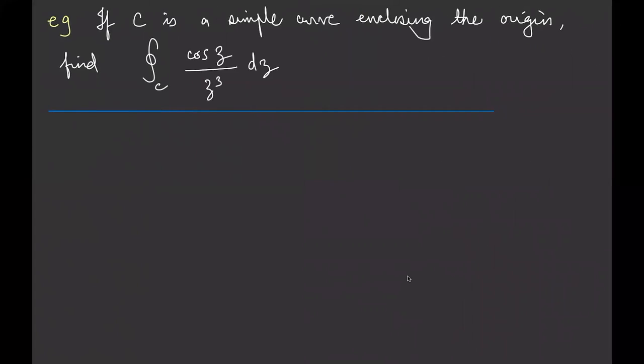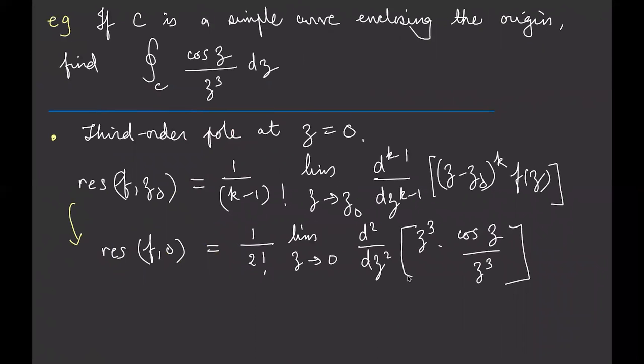Let's look at another problem. Let C be a simple curve enclosing the origin. Right, so in this case, you're not specified exactly what the curve is, but it encloses the origin, and what you're asked to find is the value of this contour integral. And I notice immediately that there's a problem point there, and that's z equals 0. Right, so it's a third order pole though, right? Because I've got the power 3, so it's a third order pole at z equals 0.